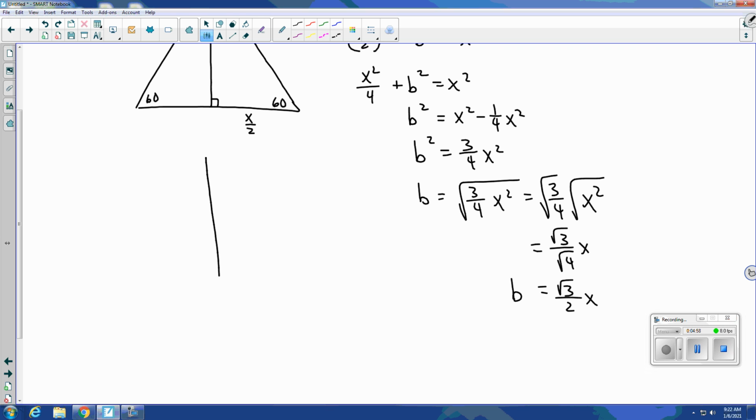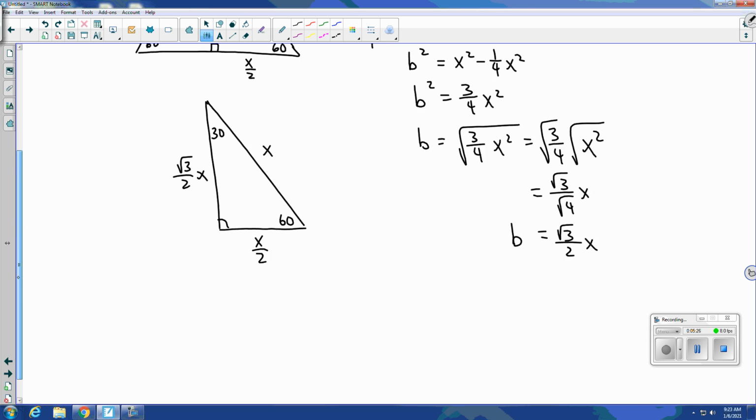So let's draw our 30, 60, 90, maybe a little bit better than that. The hypotenuse, if we call that x, then the side opposite 30 will be x over 2 because of the bisection of that bottom side of the equilateral triangle. And through the Pythagorean theorem, we found that the side opposite 60 will be root 3 over 2 times x.